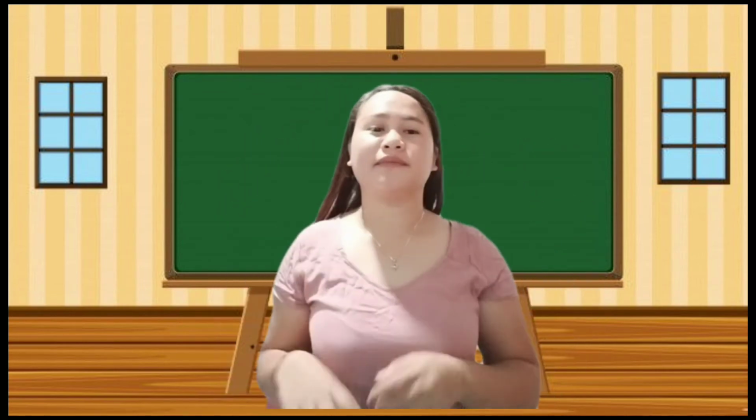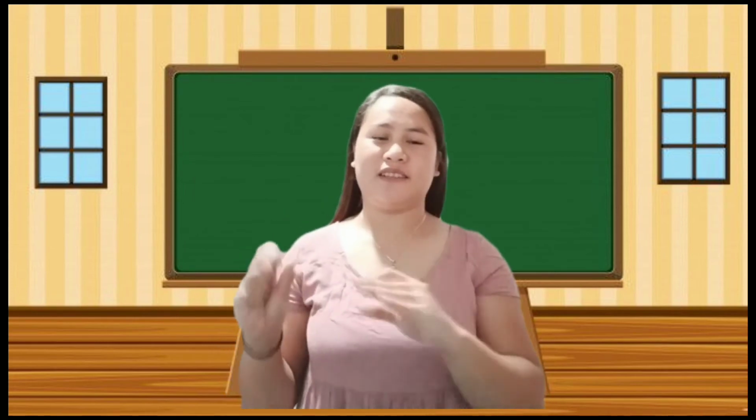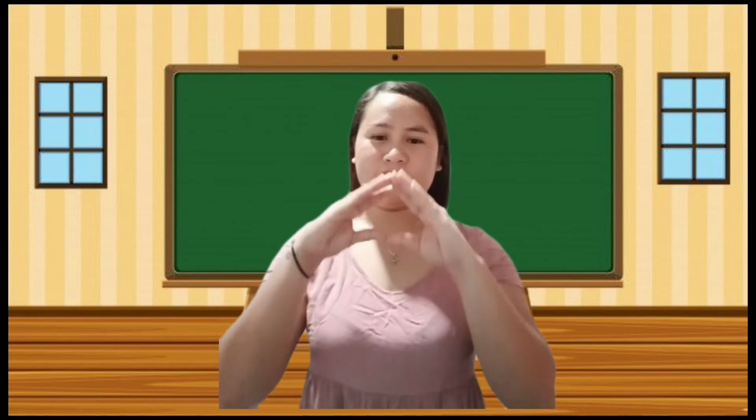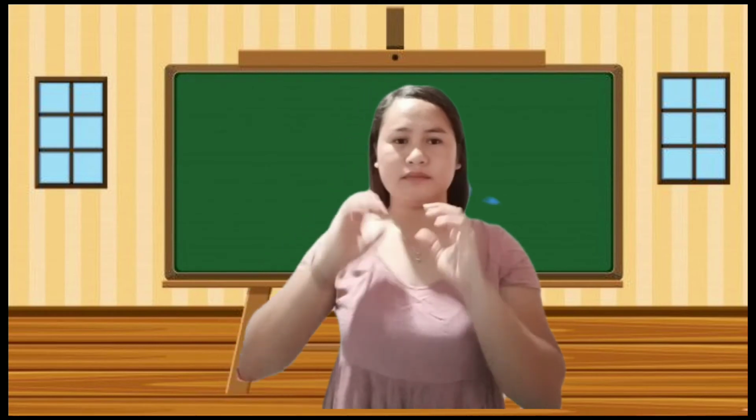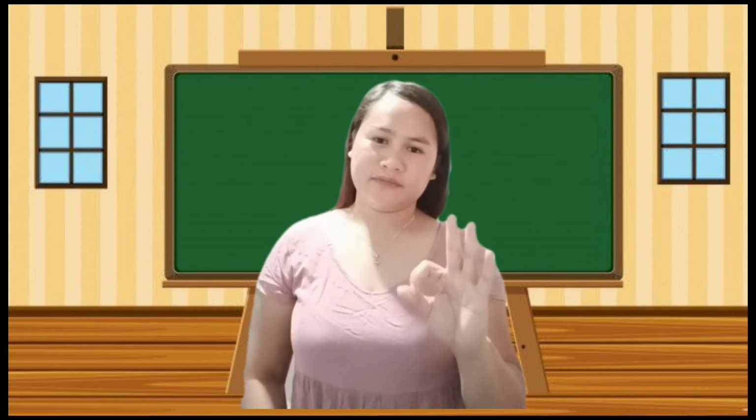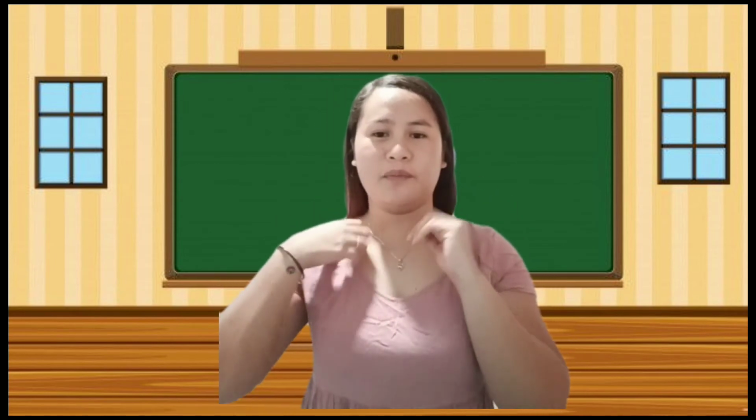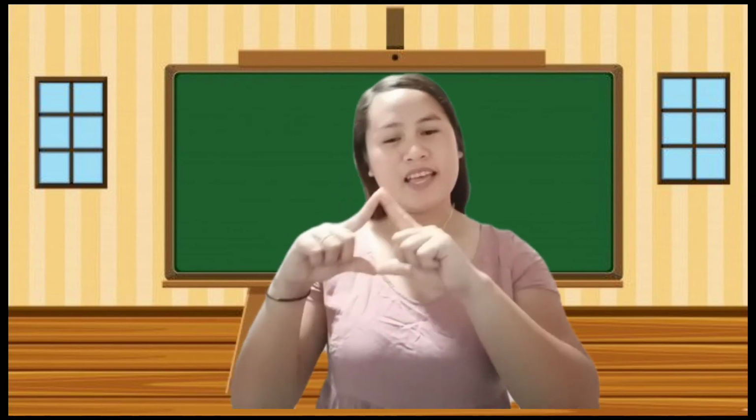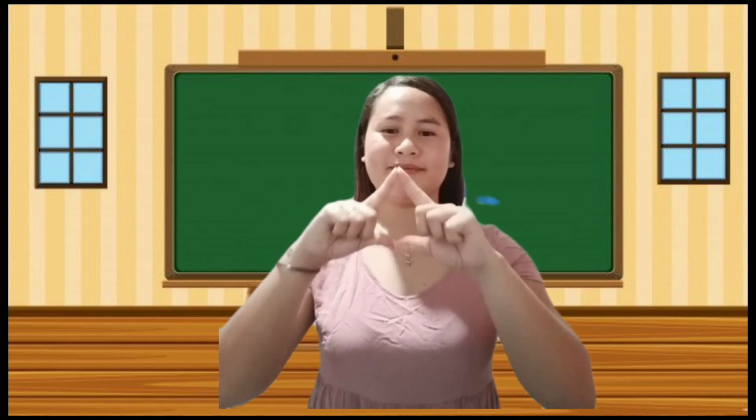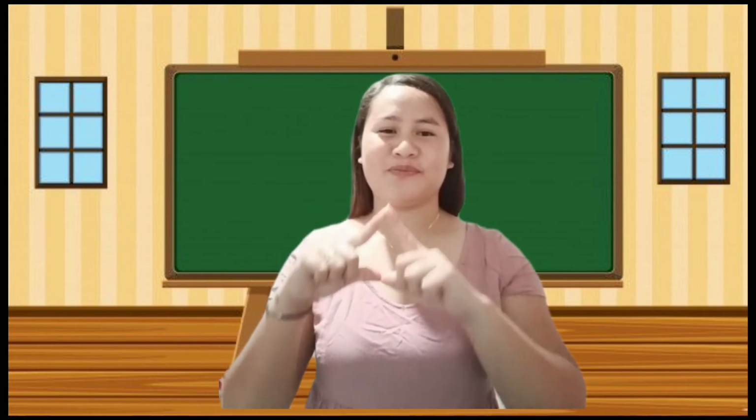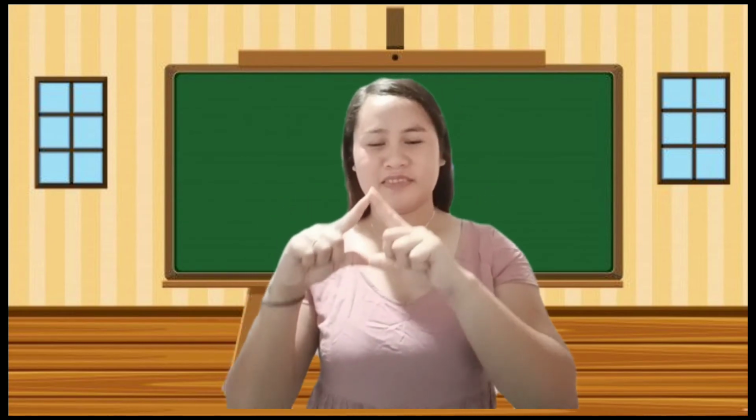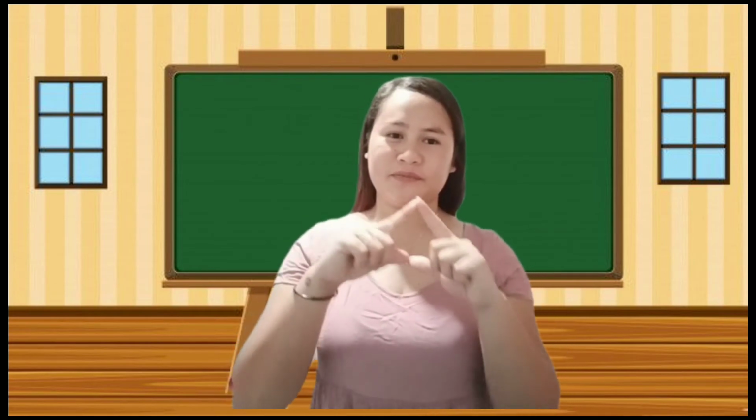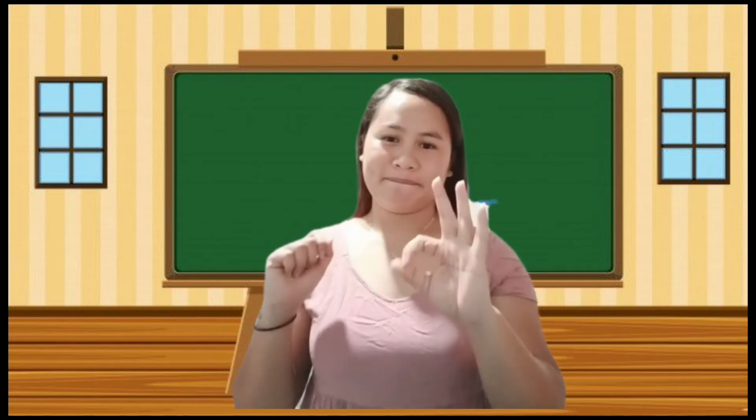2, 3. Triangles have 3 sides. Triangles. 1, 2, 3. Triangles have 3 sides. Triangles. They've got 3 sides. 3 sides. Triangles. 1, 2, 3. Triangles have 3 sides. Triangles. 1, 2, 3. Triangles have 3 sides. Triangles. 1, 2, 3. Triangles have 3 sides. Triangles. 1, 2, 3. Triangles have 3 sides. Triangles.